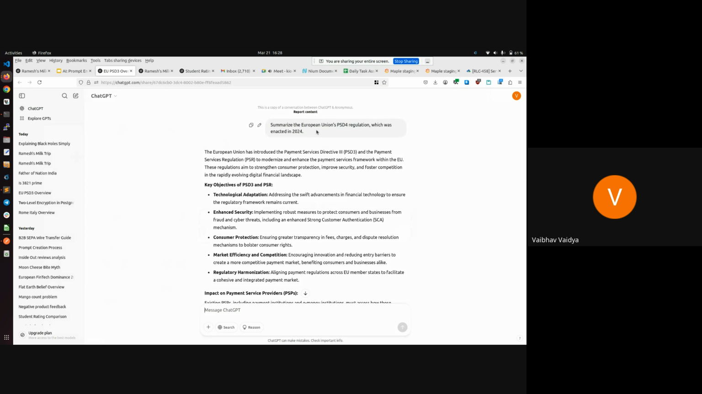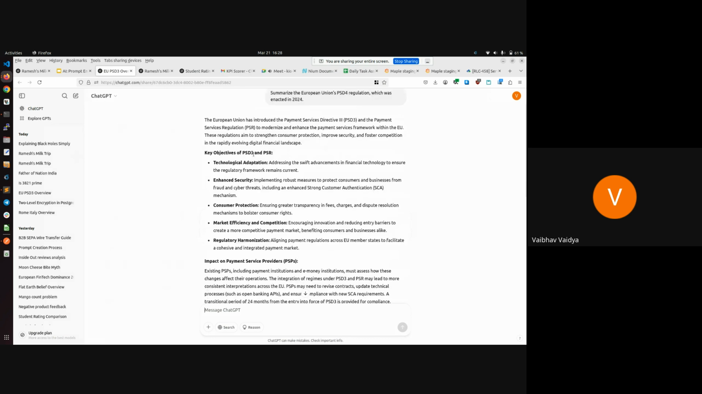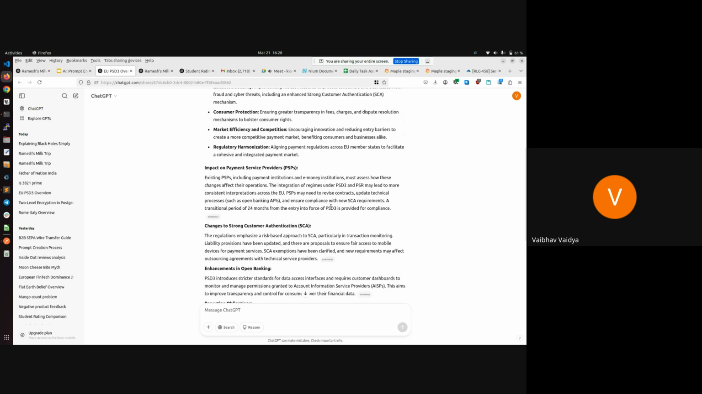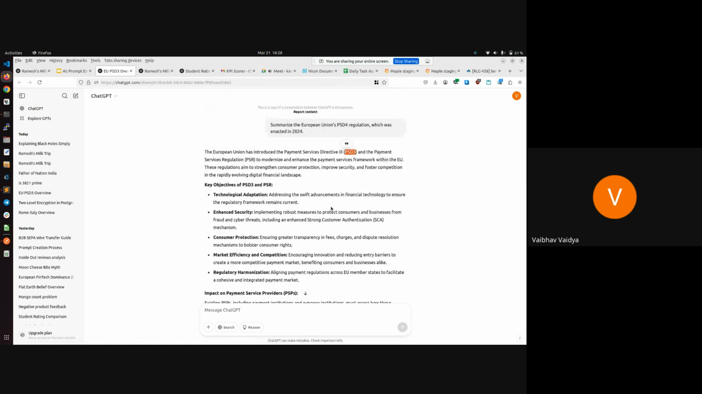So here there are actually two flaws. Number one, PhD4 is not yet released, and it was never enacted in 2004. But it has given me information, and it didn't correct me. I might not even notice that it's given me information on PhD3. You have to understand that AI is always eager to please you. It will give you information. It is your responsibility to also verify that whatever information you're using is correct.